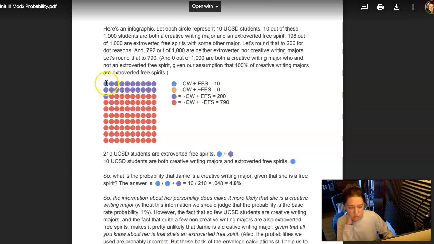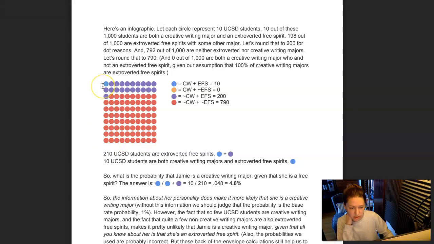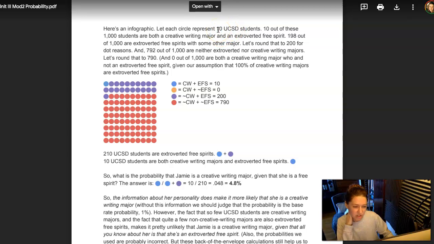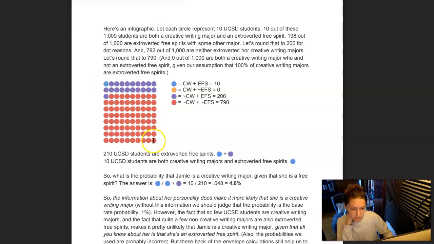Okay, so we've got 100 dots here, and because the math is just a little bit more complicated here, let each dot represent 10 students. So this represents 1,000 students, each dot 10 students. Let's say, because we need a couple of probabilities to get started, one, let's call Jamie's personality type extroverted free spirit, EFS. So 100% of creative writing majors are extroverted free spirits. Let's just say that stereotype is absolutely true.